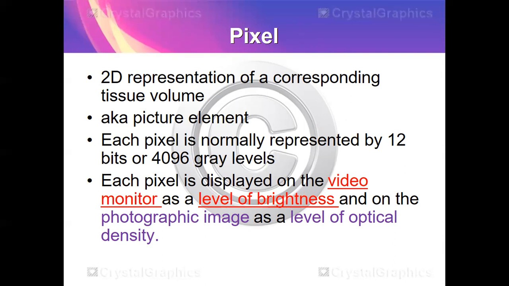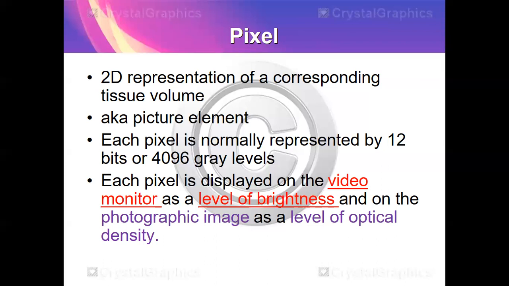We will not dwell more on that and I will not discuss it in detail. Just remember that normally, one pixel is composed of 12 bits. I hope you remember that from your computer subject, or about 4,096 gray levels.